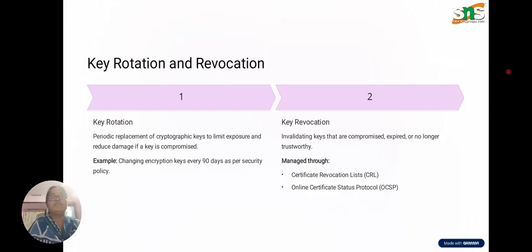The next one is key rotation and revocation. For key rotation, keys should be changed regularly in order to reduce the risk. For example, we have to change the keys every 90 days, or some certain number of days we have to fix. For key revocation, if a key is compromised or expired, it should be immediately invalidated. This is managed using CRL, that is certificate revocation lists, or OCSP, that is Online Certificate Status Protocol.